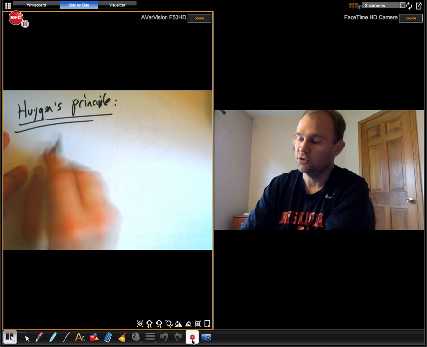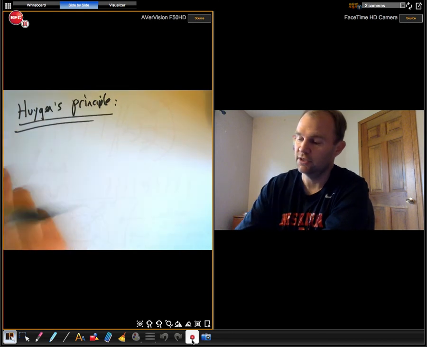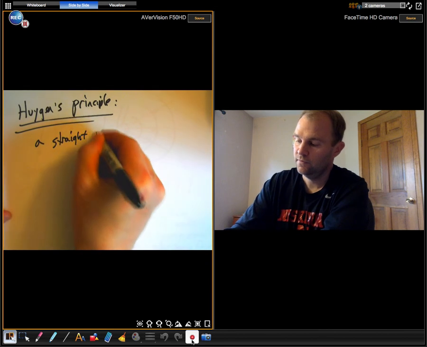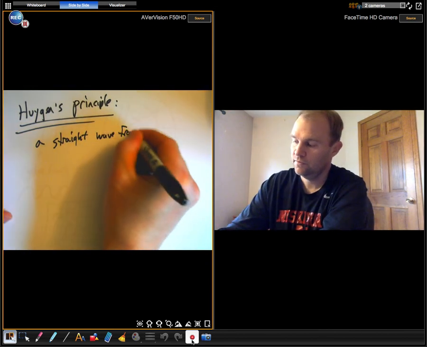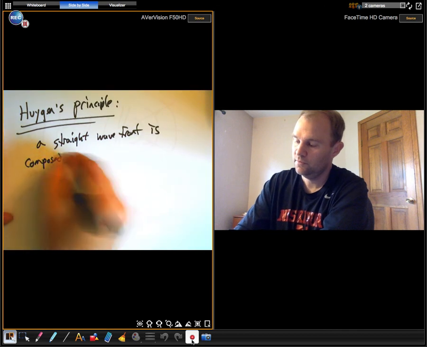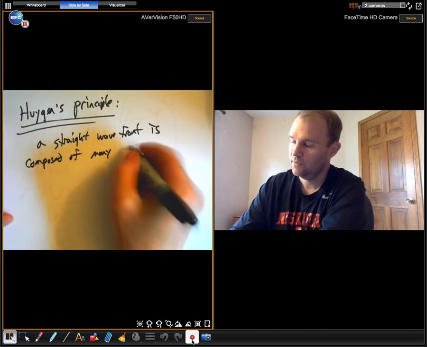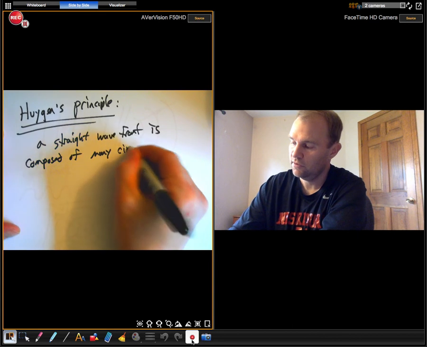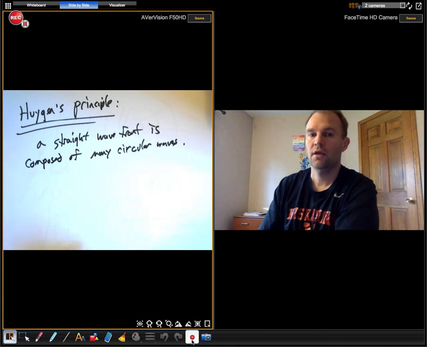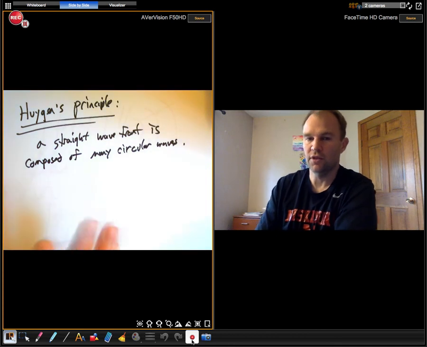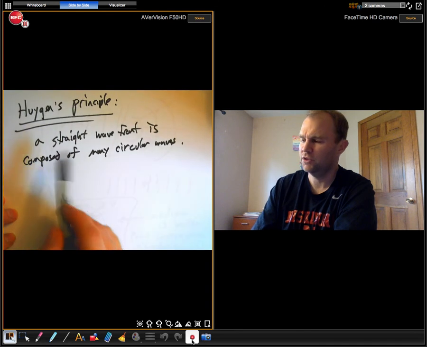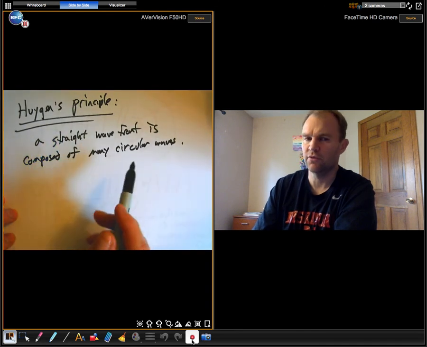And what Huygens principle says, in effect, is it says that a straight wavefront is composed of many circular waves. Now, there's more to Huygens principle. There's a lot of math to it, but this is the piece that we need to understand diffraction. And it's pretty simple. Straight wavefront is composed of many circular wavefronts.